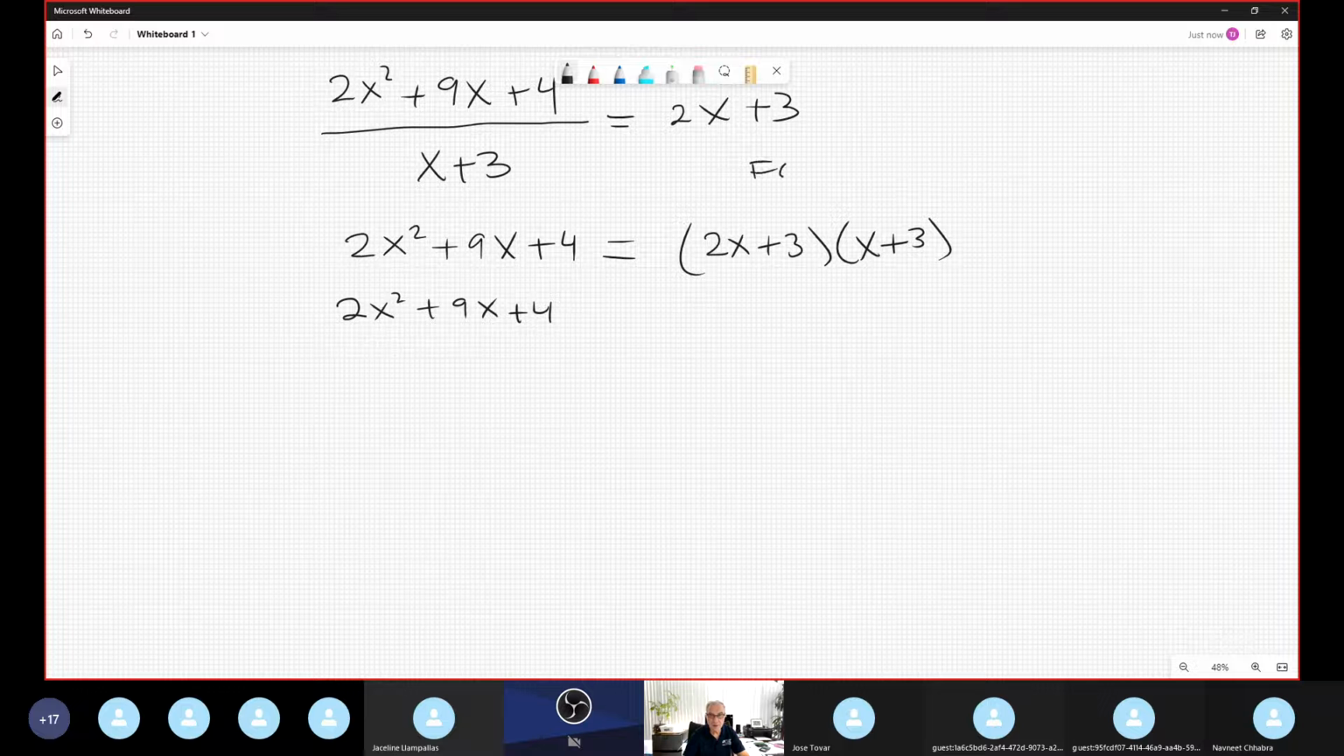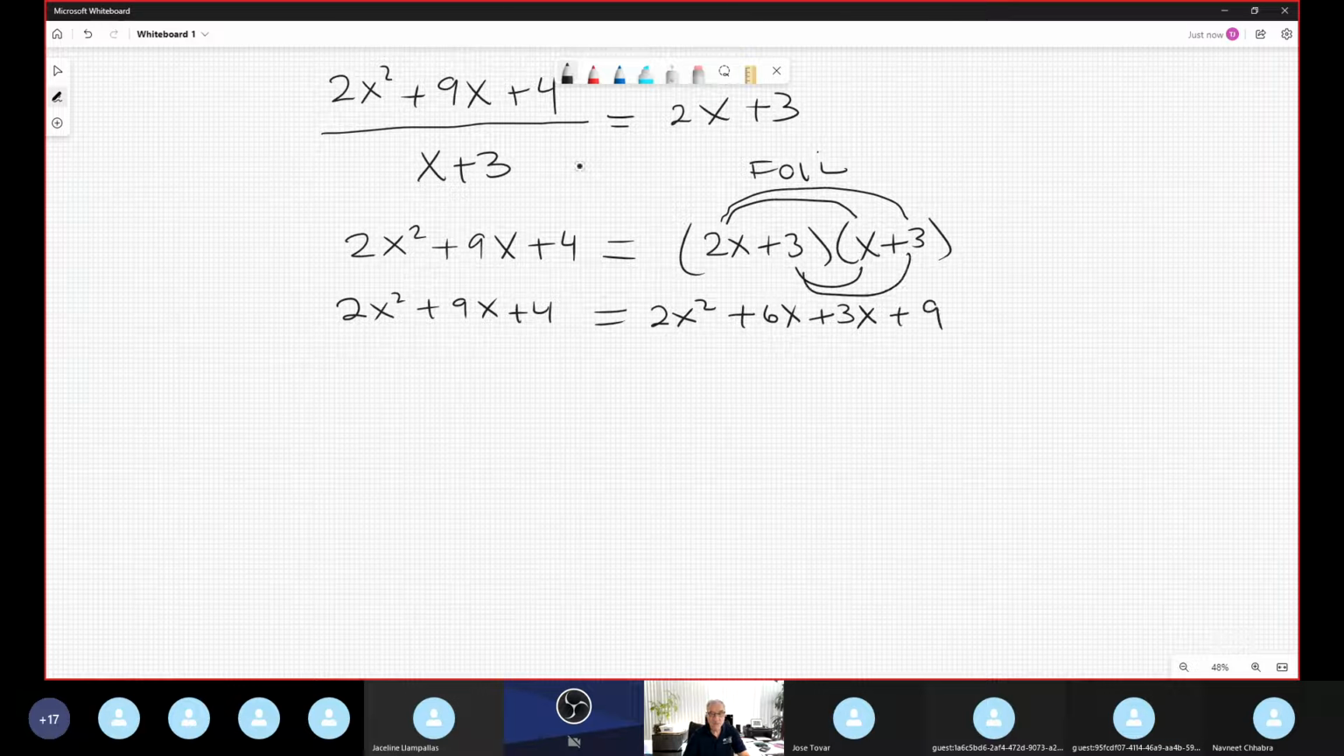The FOIL here is 2x squared plus 6x plus 3x plus 9. Okay. Good. Now I can see, wow, look at that. This part is canceled. It's the same on the right and the left. You can delete it. And only 9x plus 4 stays, equals 6x plus 3x again, which is 9x, plus 9. And you see clearly now there's a contradiction. Yes or no?